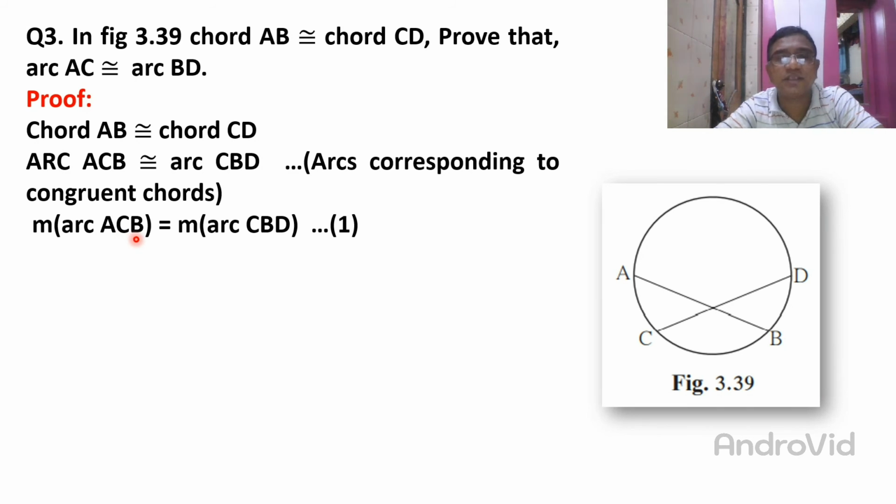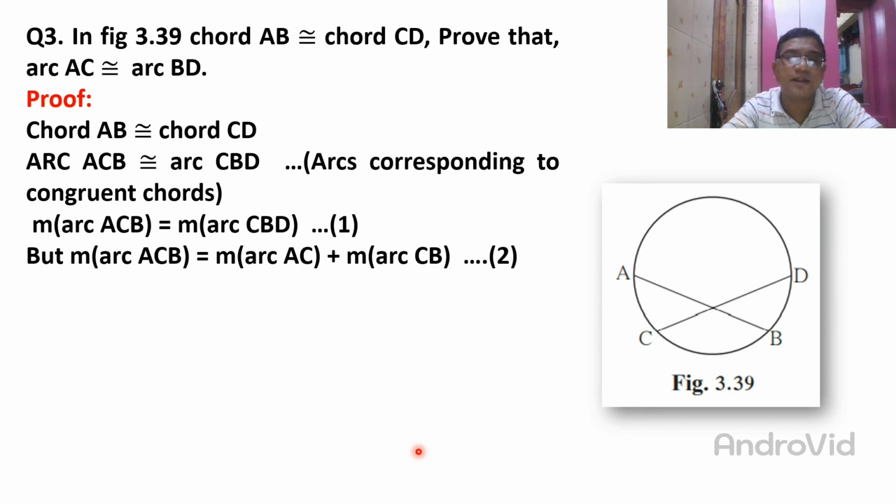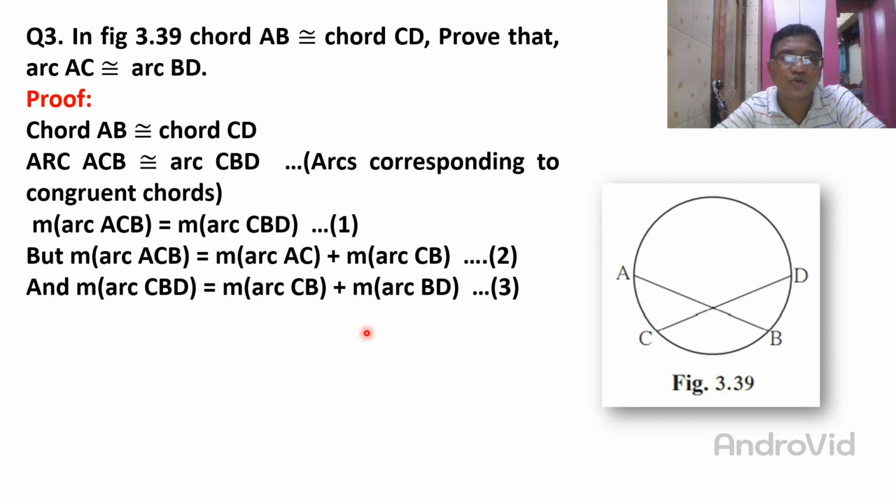So major arc ACB is equal to major arc CBD. Here I write major arc ACB is equal to AC plus CB. Then we put the values here. And second, major arc CBD is equal to CB plus BD. So major arc CBD is equal to major arc CB plus major arc BD.